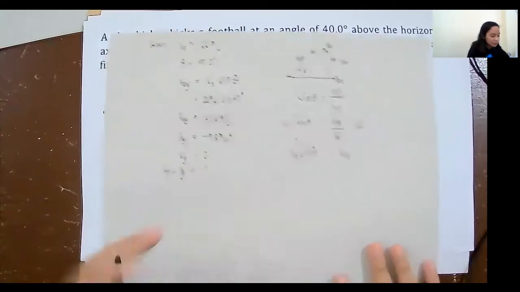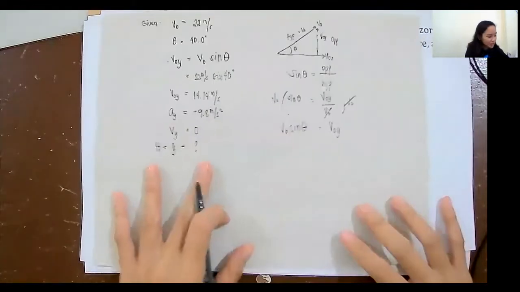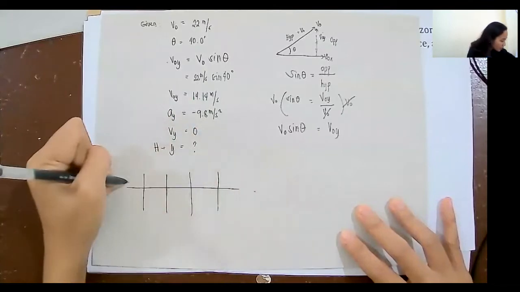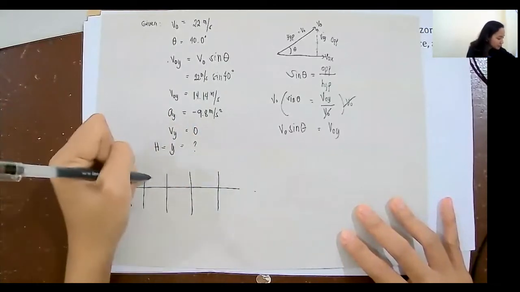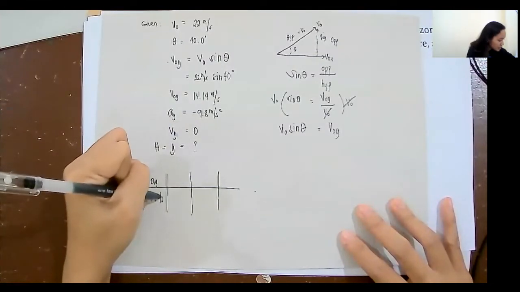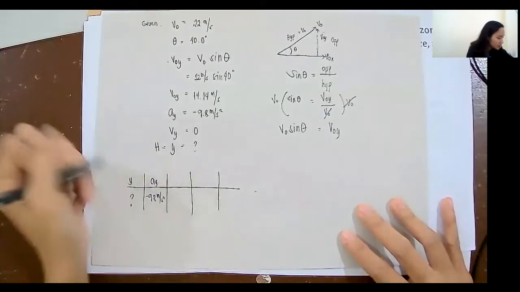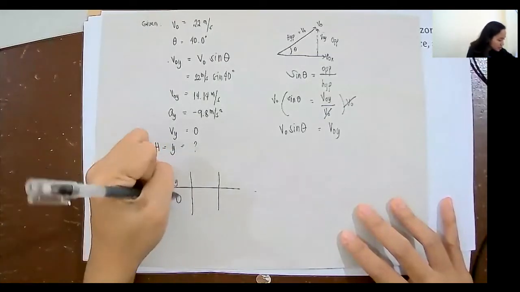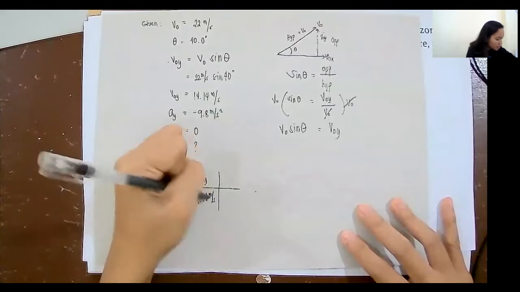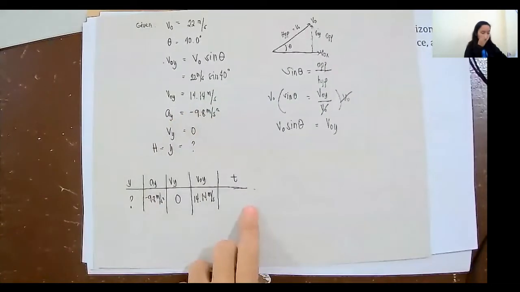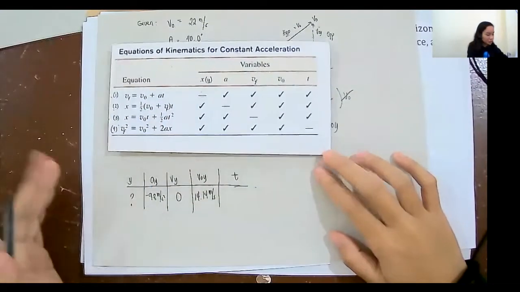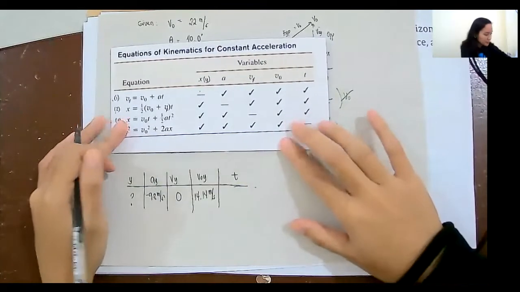I will try to make a table out of this, given. So you have y, ito yung hahanapin. Your ay, negative 9.8 meter per second squared. Then your vy, that's zero. Your V naught y, that's 14.14 meter per second. And then you don't have a time. So we are going to use your table and look for the appropriate equation to be used in this problem.